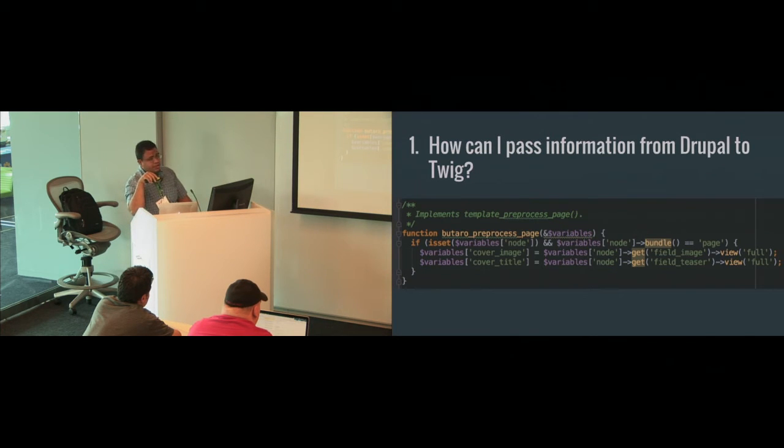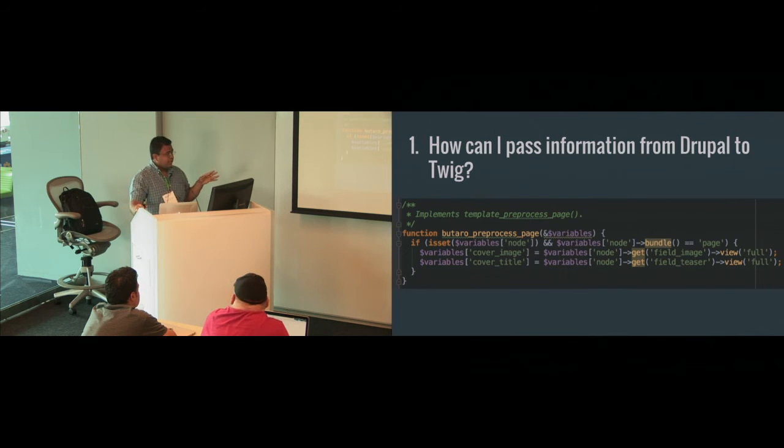in this case, my theme is called Butaro. So when you implement a hook, you change the word hook for the name of your theme. So in this case, Butaro preprocess, and in this case, I am not modifying the node template. I'm modifying the page template. So it says page here. Then I got the variables. The page template out of the box has a variable called node, which contains the node object if we are rendering a node for that specific page.